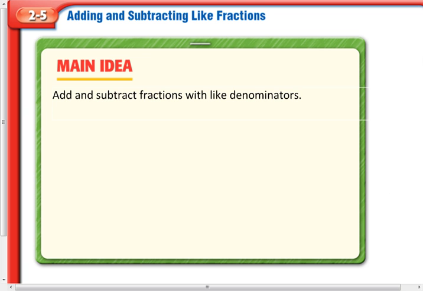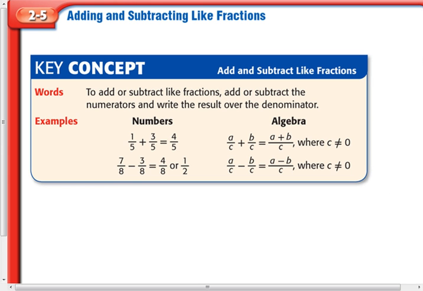This lesson is on adding and subtracting like fractions. In order to add and subtract fractions, when you have the same number as the denominator, like the 5's here, your denominator stays and you add your numerators, 1 plus 3, giving us 4. Same with subtraction. The denominator stays the same, and we have 7 take away 3, giving us 4. So 4/8 would reduce to 1/2. So with like denominators, you go over your numerators, over your denominator.